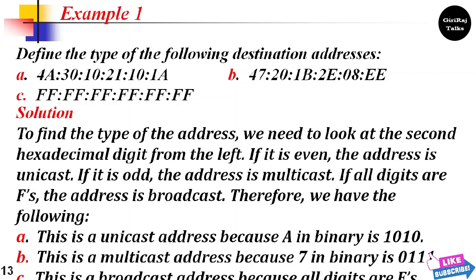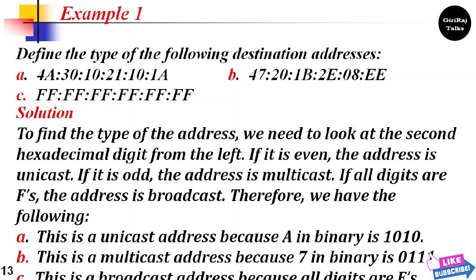A. 4A:10:10:21:10:1A. B. 47:20:1B:2G:0:8:W. C. FF:FF:FF:FF:FF:FF. See, solution. Among these three, which one is unicast, which one is multicast? How to identify? You can observe from that solution.